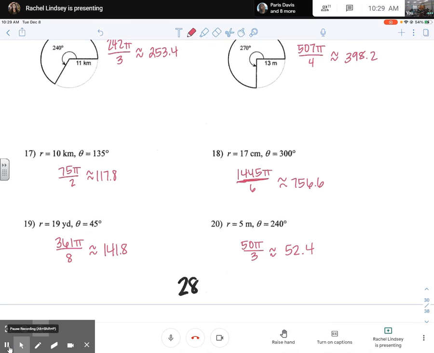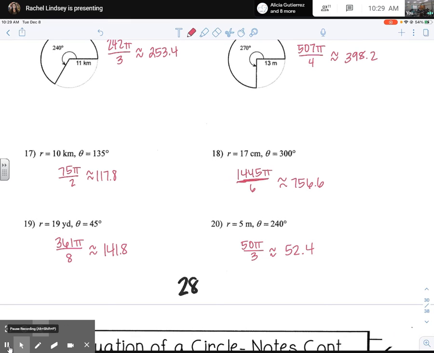Agree with those? Okay. So that's all we're gonna do for our arc length and sector area. So now we're gonna look at equations of circles, and this is the last thing for this unit.